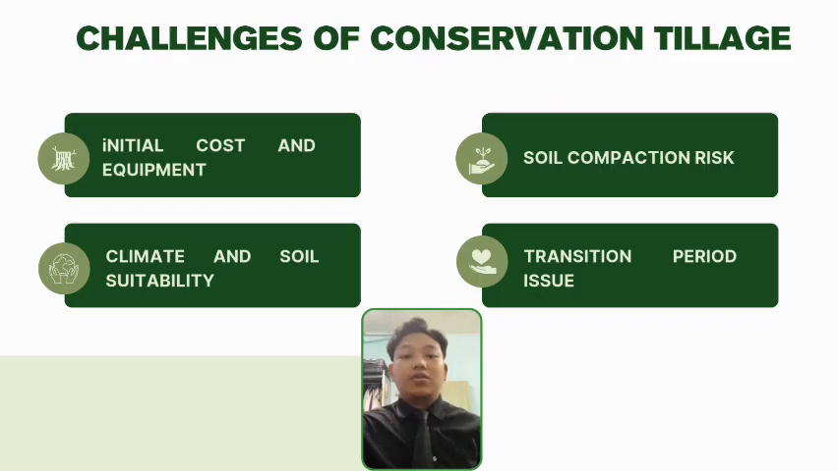However, there are also some challenges to implementing conservation tillage. First is financial cost and equipment. Adopting conservation tillage often requires investment in specialized equipment such as no-till planters or strip till machines.